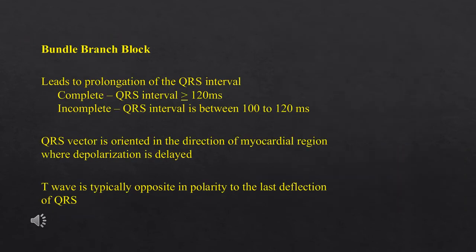Bundle branch block is a prolongation of the QRS interval. It is said to be complete if the QRS interval is greater than 120 milliseconds and incomplete if the QRS interval is less than 120 milliseconds. The QRS vector is oriented in the direction of the myocardial region where the depolarization is delayed. The T wave is typically opposite in polarity to the last deflection of the QRS.